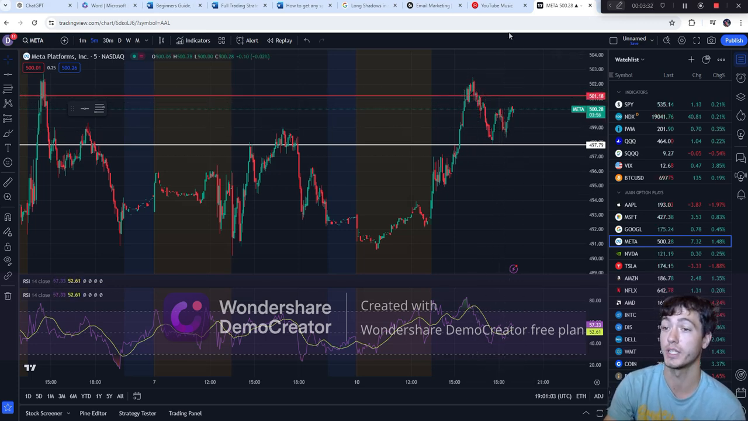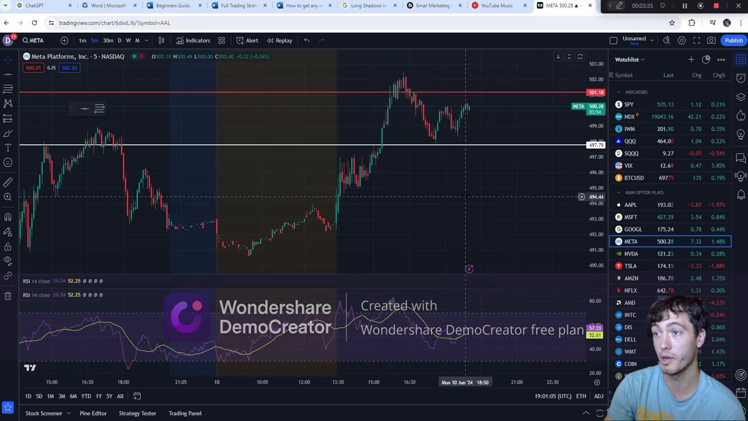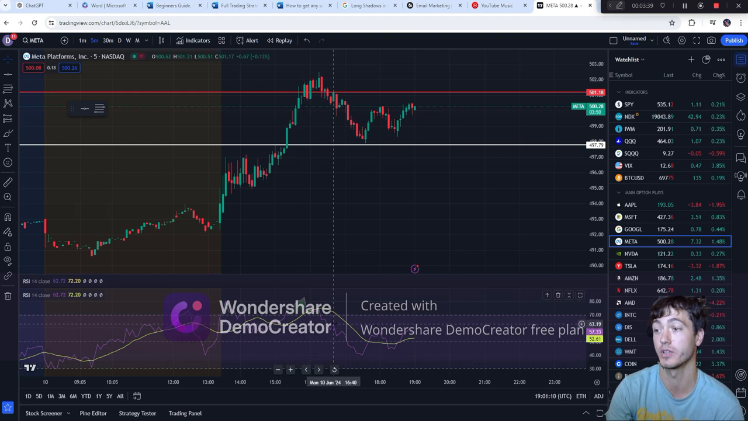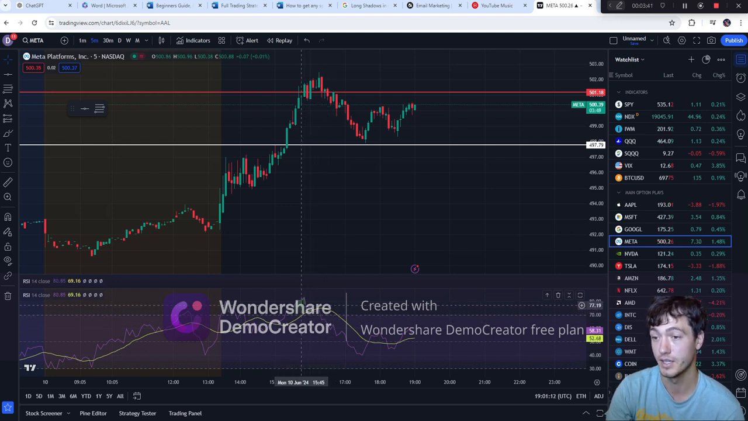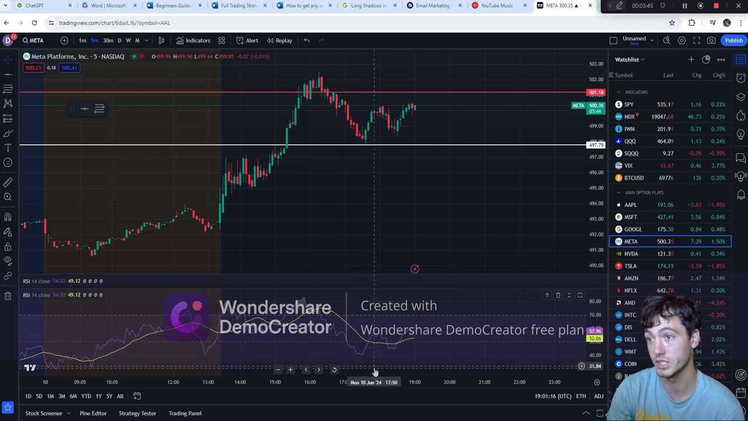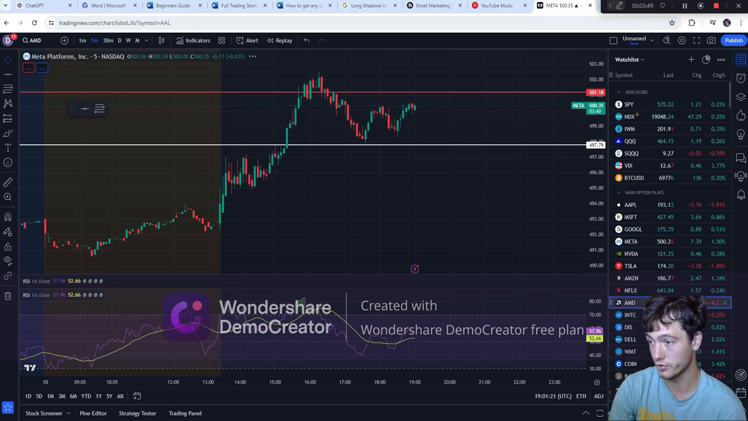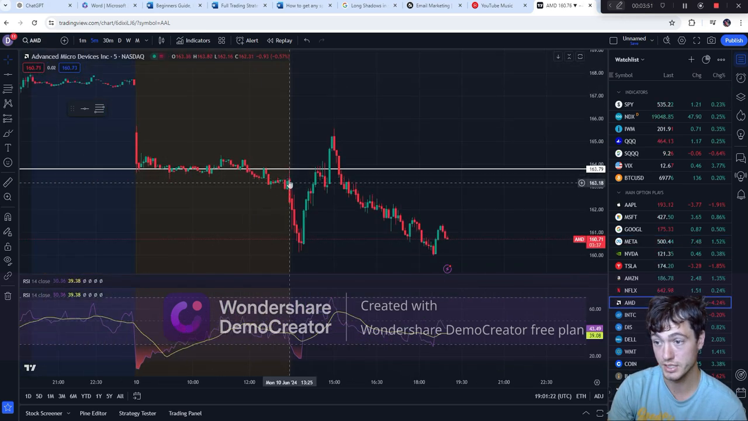So Meta breaking upwards right now. But we're able to play these retracements because we have these RSI indicators right here. Once again, it's above the 70 and it's coming back down towards this 30, you know, to get puts right here because price is coming down. Let's look for more. This is on the 5 minutes.